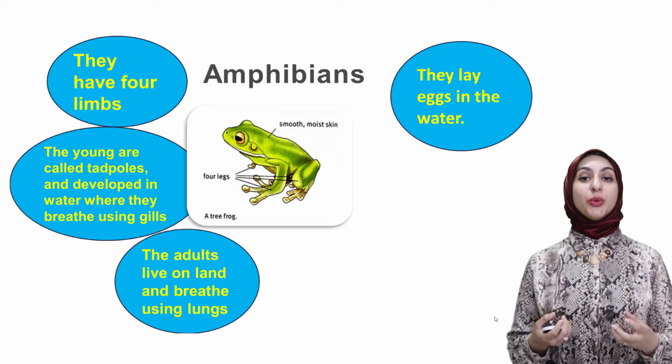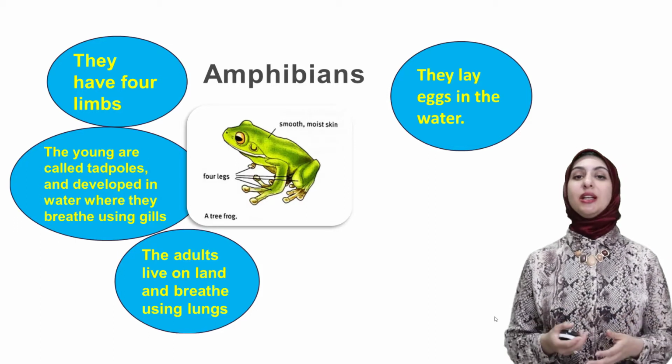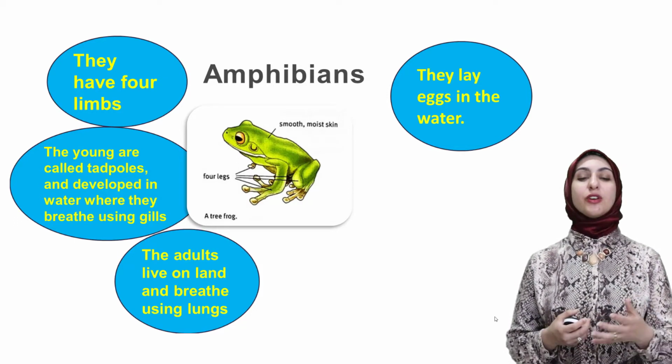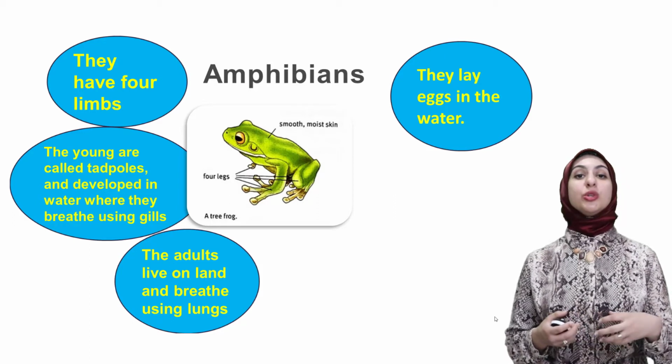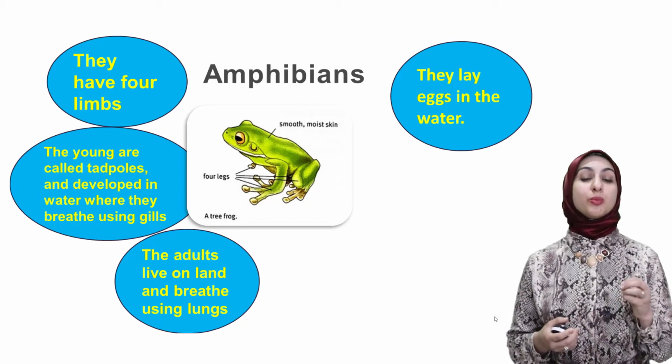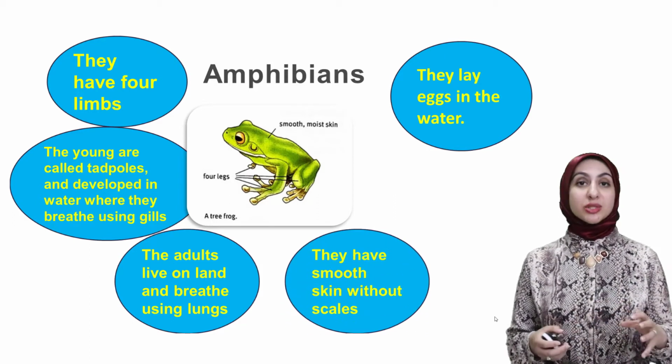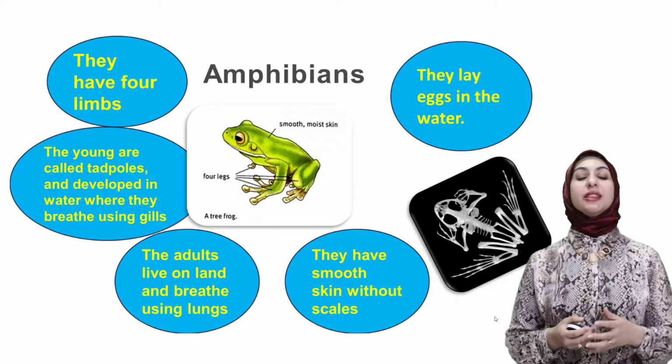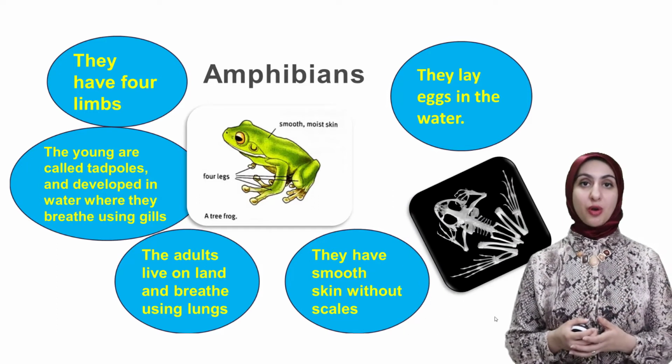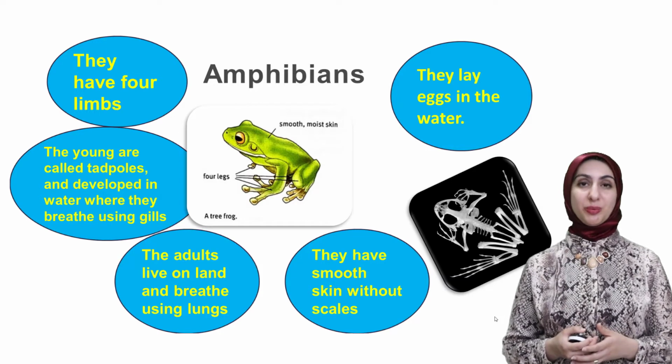They have smooth skin without scales. Here we have a picture of a tree frog, which is specialized with moist skin without scales. And this is a skeleton of a frog which has a backbone.